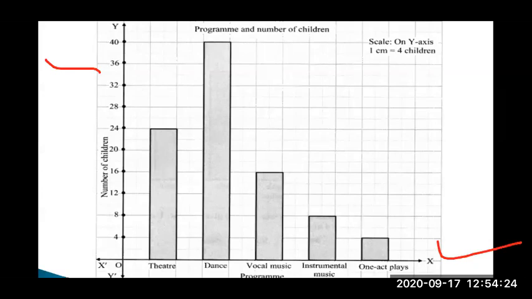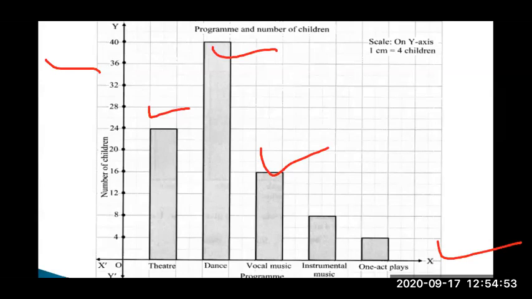Now drama, see first, drama is given 24. So in front of the number 24 you have to make a bar for drama. Then next is dance. Dance is given 40. So in front of 40 you have to make a bar. Then next is vocal music. Vocal music is given 16. So in front of 16 you have to make a bar.